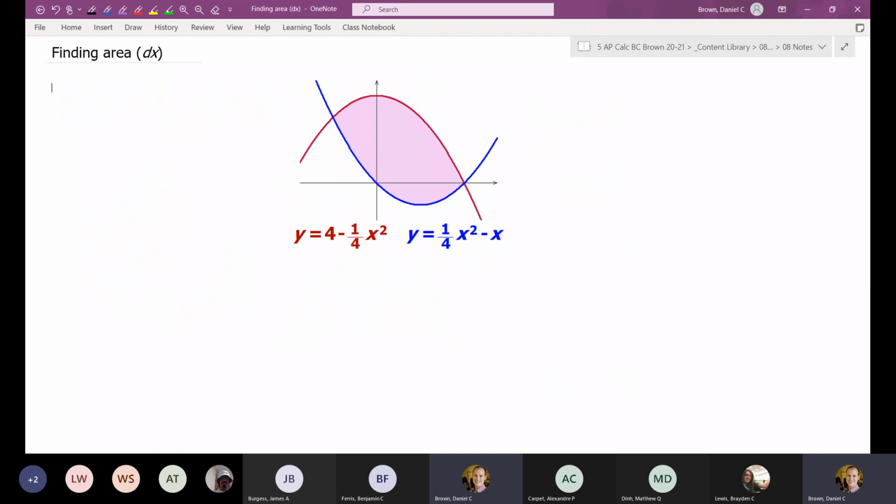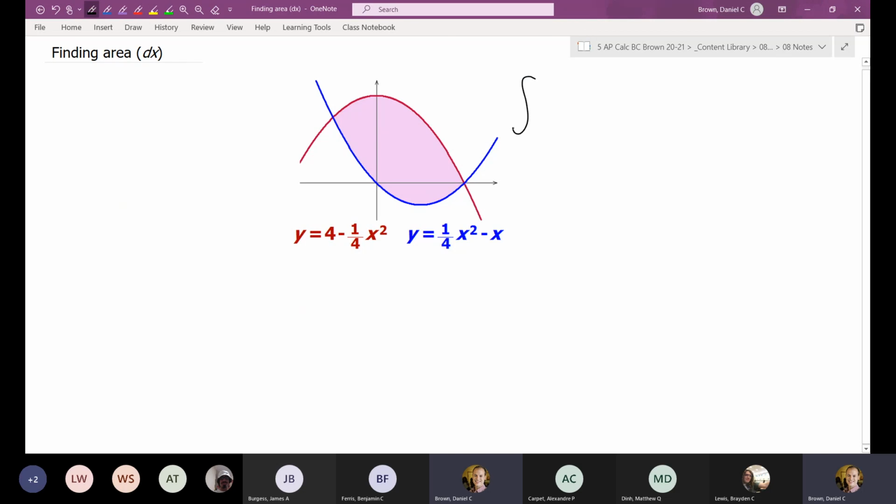You always want to show the setup, so you should have a very clear, definite integral setup. And then this one we'll go ahead and evaluate by hand. So you have the definite integral, then you have the antiderivative, and then plugging in top minus plugging in the bottom. So let's go ahead and start setting up the integral with what we know now.